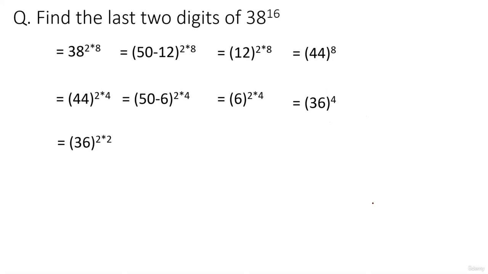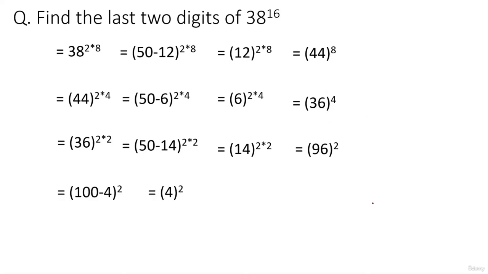Okay, 32 square will be same as basically 50 minus 14 the whole square, so it is same as 14 square the last two places, right, which is 96 the whole square. Okay, again which is nothing but 16. 96 is 4 less than 100, so last two places is same as 4 square, 16, right? Okay guys, so let's go on to the next part.